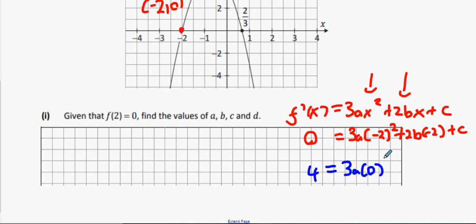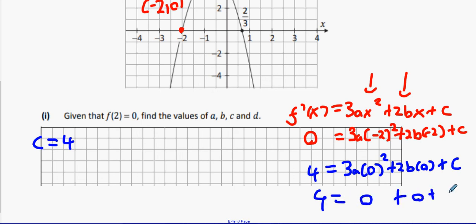3a times 0 squared, no bother. 2b times 0. And then we have plus c. And then what we learn here is that the c value is 4. Now that we learned the c value is 4, because all of this will be 0, 4 will equal 0 plus 0 plus c. C value is 4. Happy days.